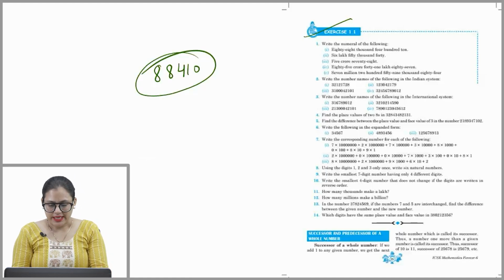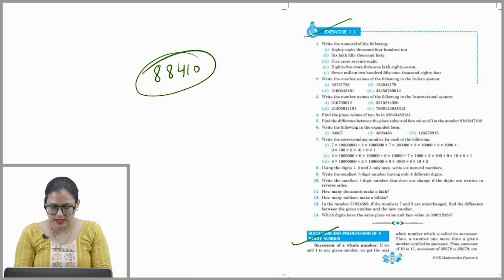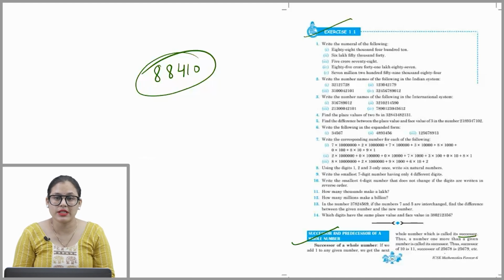Okay. Next, successor and predecessor of a whole number. Successor of a whole number. If we add 1 to any given number, we get the next whole number, which is called its successor. Thus, a number 1 more than a given number is called its successor. The successor of 10 is 11. Successor of 25,678 is 25,679, etc.